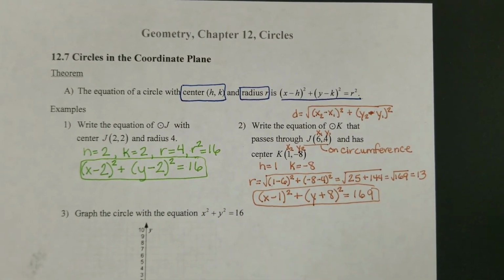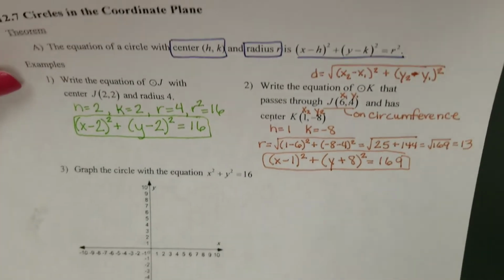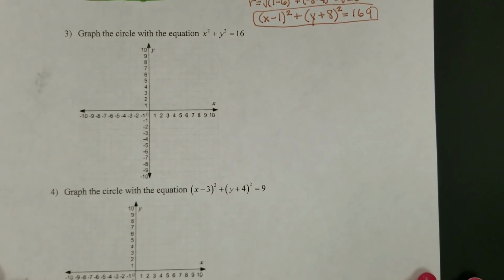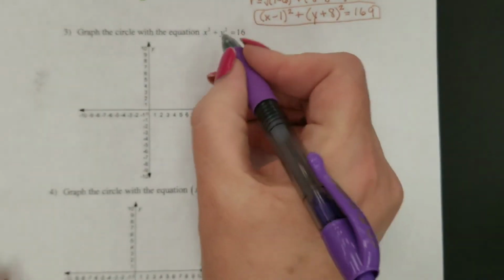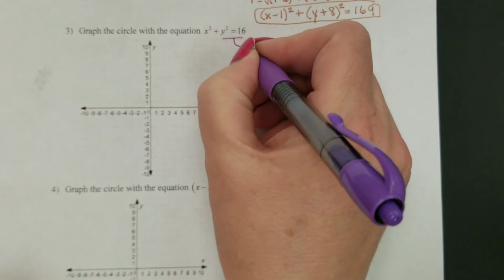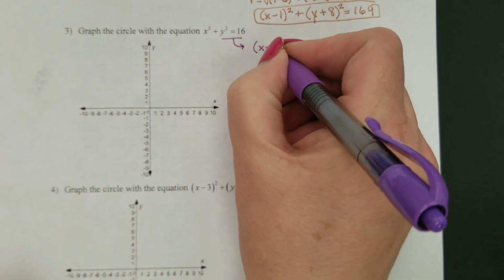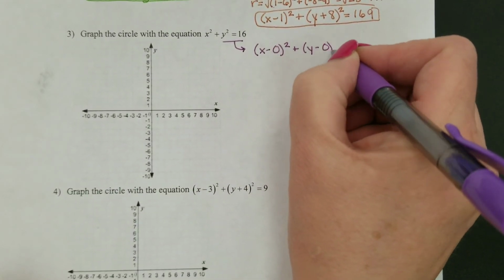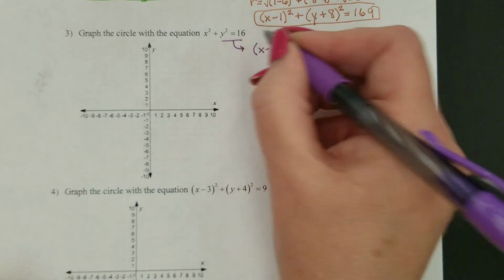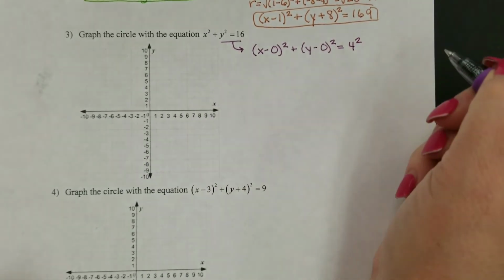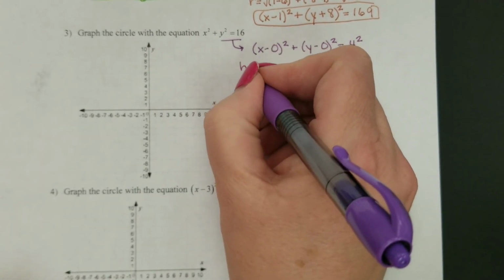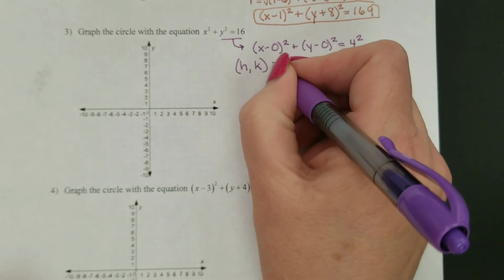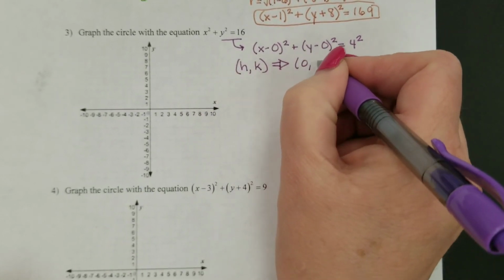Now let's go into graphing some of these. So right here, this one, I can rewrite this equation as (x minus 0) squared plus (y minus 0) squared equals, and the square root of 16 is 4, so that would be 4 squared. That way I can see very easily that (h, k), which is our center, is (0, 0).